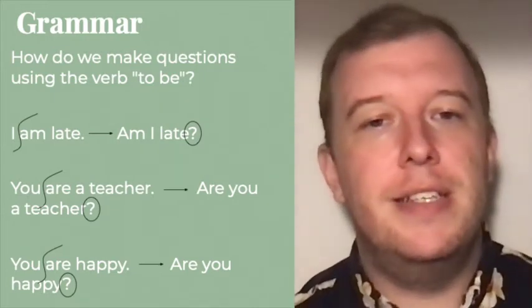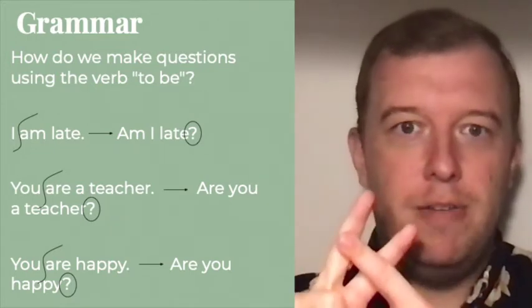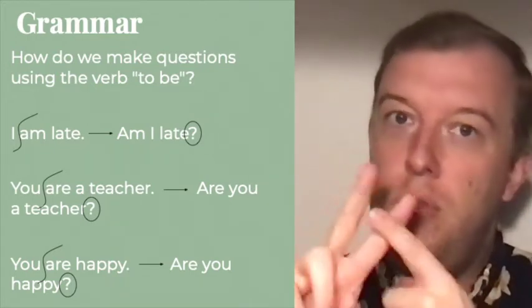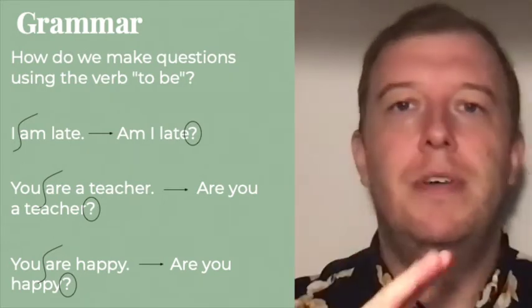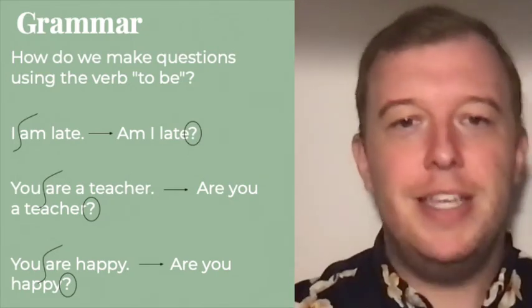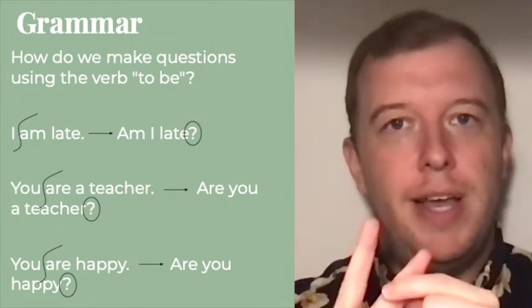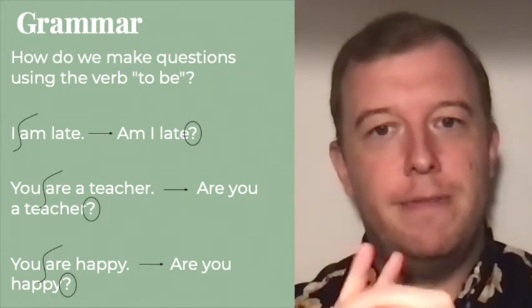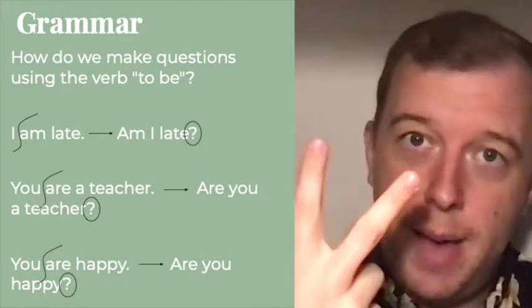Let's look at the second sentence. You, subject, are, verb, a teacher. You are a teacher. When we make a question, we switch it. Are you a teacher? Last example, you are happy. Again, you as the subject, are as the verb. So you are happy becomes are you happy?